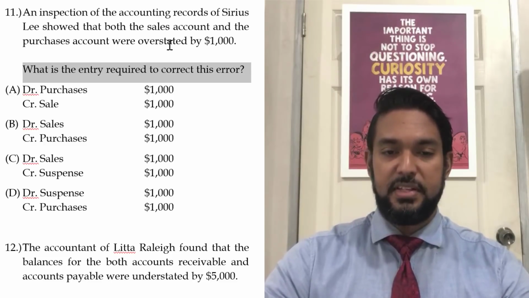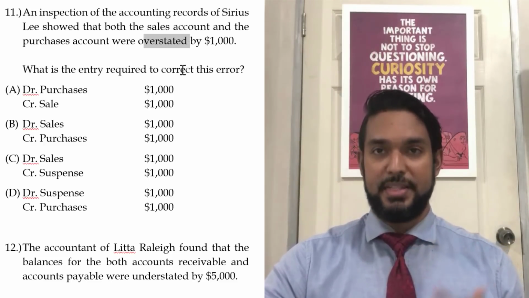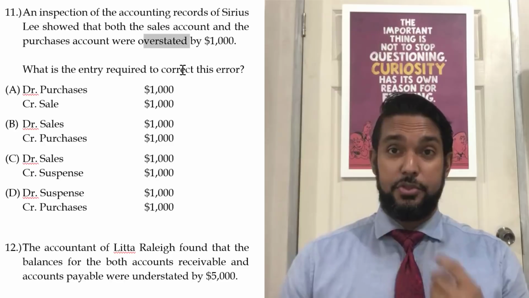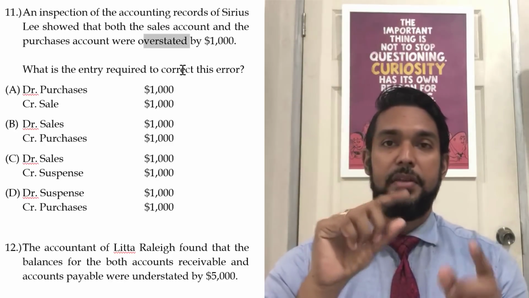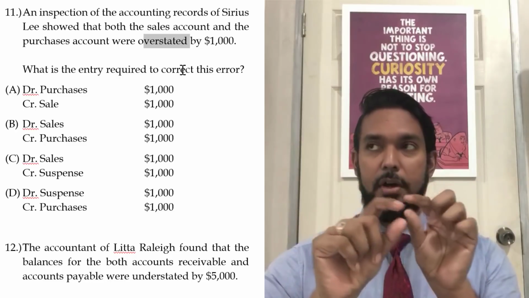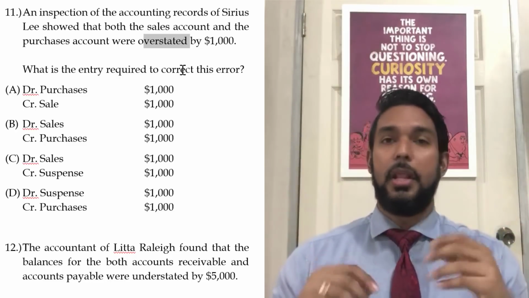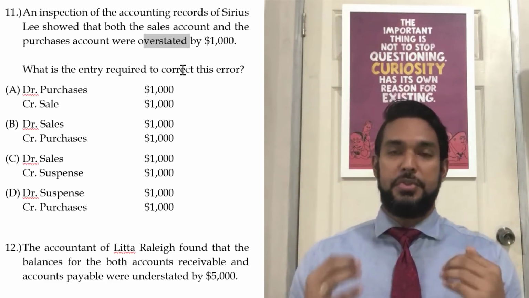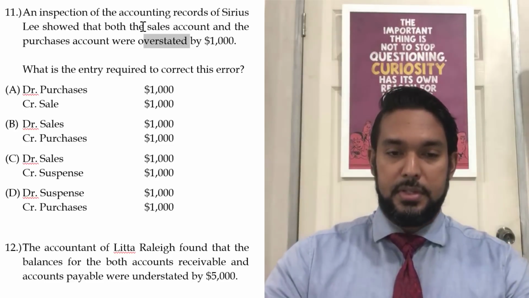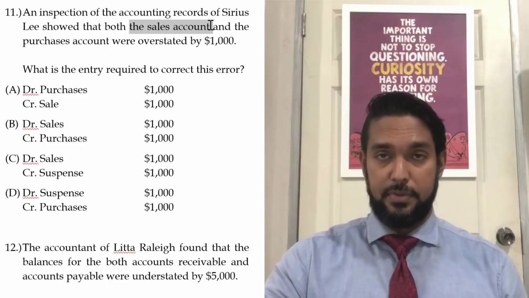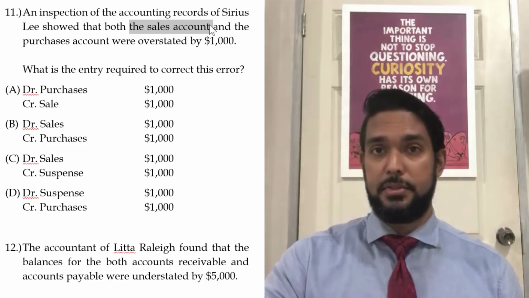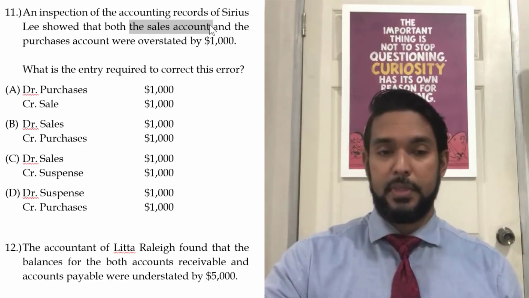Overstated means that too much was entered in those accounts. So it very much resembles the question we just did above. We have to reduce the balance in both accounts. The sales account is a revenue account which has a credit balance. So we have to debit sales for 1,000 to bring down the balance because it is currently overstated.